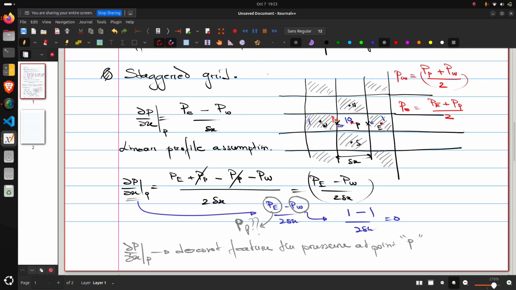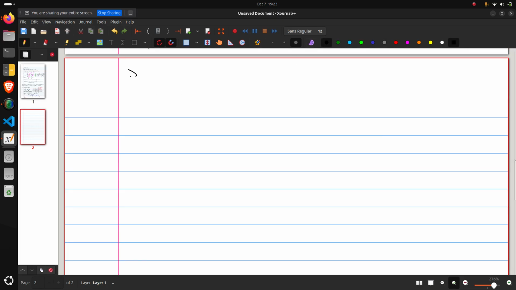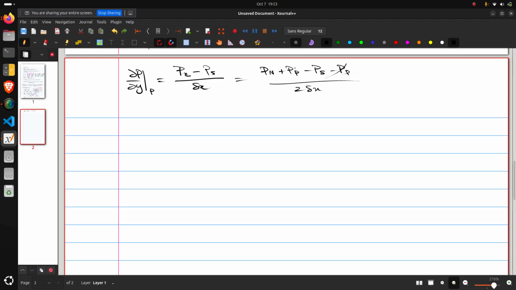And the same you can check for the y direction. For example, let me just briefly write it down. So dou p dou y at point P will be nothing but P at small n minus P at small s, that is the faces, by delta y. P n will be P capital N plus P capital P, and P s will be P capital S plus P capital P, by 2. This and this go, so it is P capital N minus P capital S by 2 delta y. Similar to what we saw for the x direction gradient.